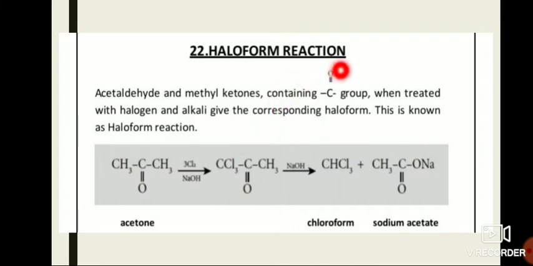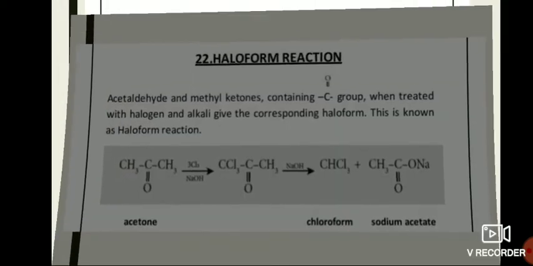Next one, haloform reaction. Acetaldehyde and methyl ketones, for example acetone, this is a ketone. A ketone containing the C=O group, when treated with halogen and alkali, 3Cl2 and alkali, gives the corresponding haloform. This is known as haloform reaction. Acetone reacts with halogens and NaOH solution to form CH3COCCl3, which gives CHCl3 and CH3COONa, chloroform and sodium acetate.